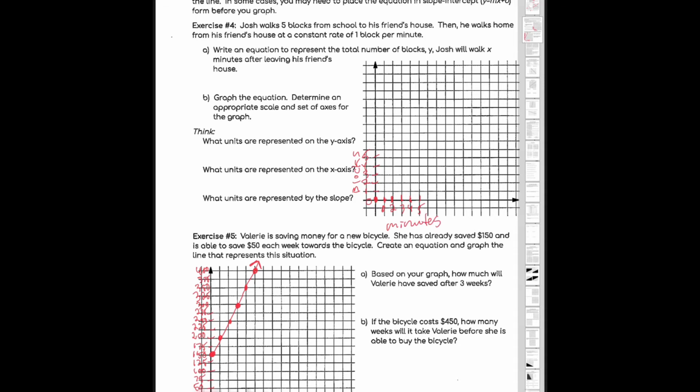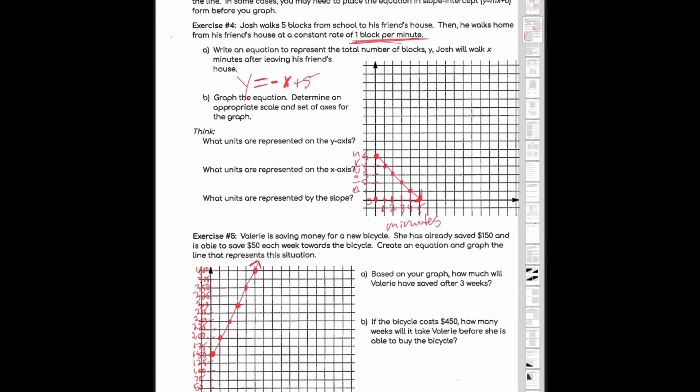It says here that Josh was going home and walked at a rate of 1 block per minute. So that means every minute he's going down a block and getting closer to his house. How can we write an equation for that? So his rate of change is 1 block per minute. So that would be our slope. And our y-intercept is 5. So this, again, we were going down 1 to the right 1. So that would be negative x plus 5.